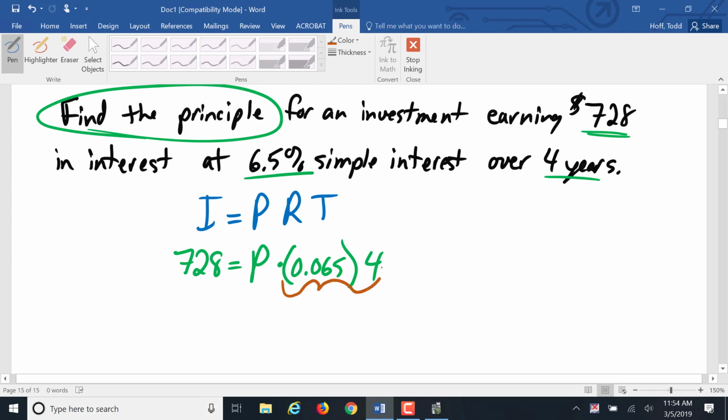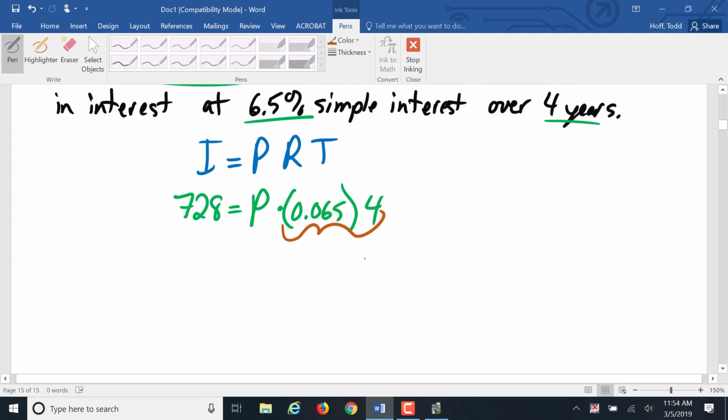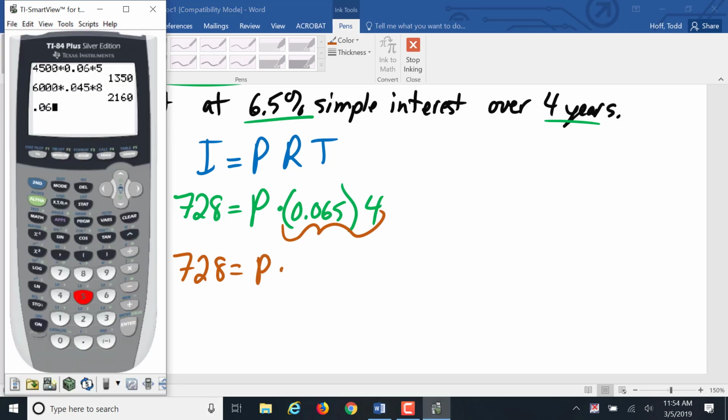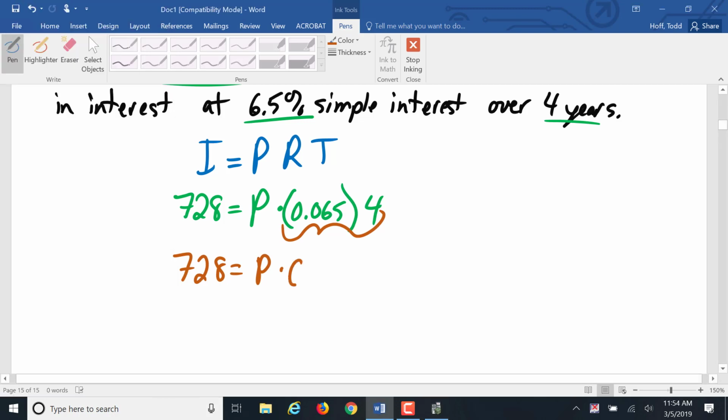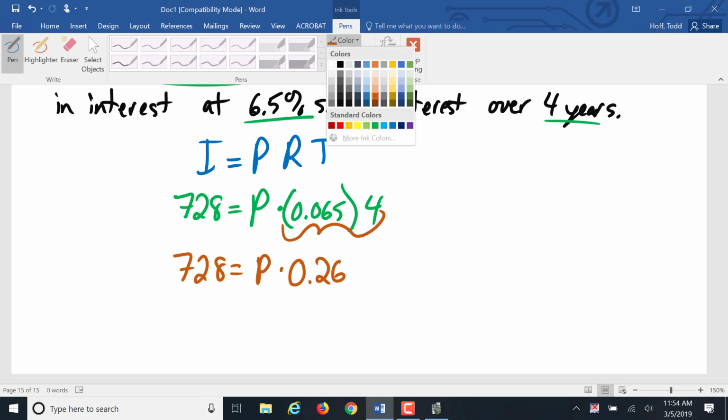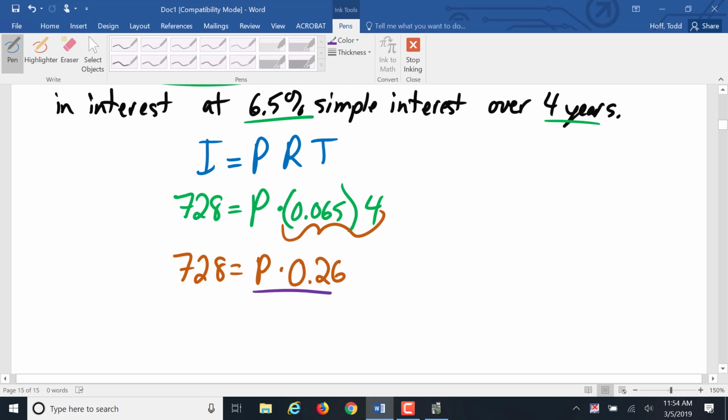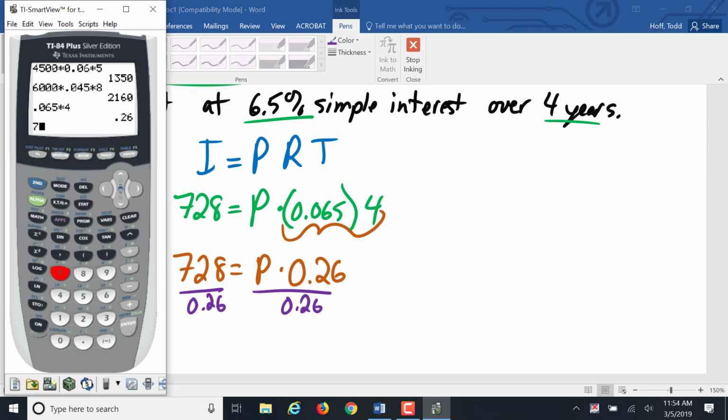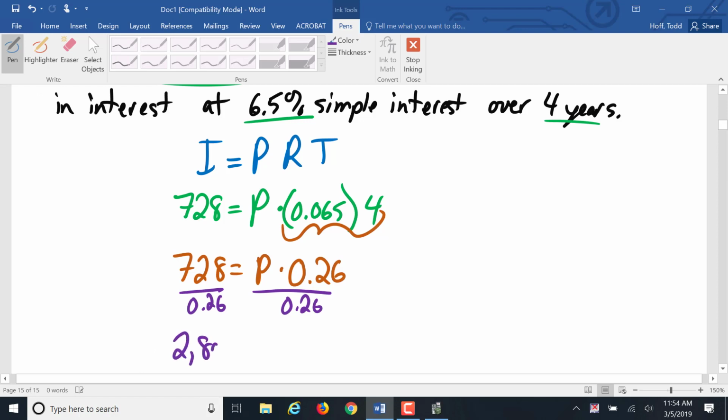Now, we have to combine whatever we can on each side before we start to solve an equation. So the 728 here is not going to change. We're going to have to combine the 0.065 times 4, which is going to give us 0.26. And now we will solve for that principal. Since it's principal times 0.26, we're going to divide by the 0.26. So 728 divided by 0.26 gives us $2,800 is the principal on that investment.